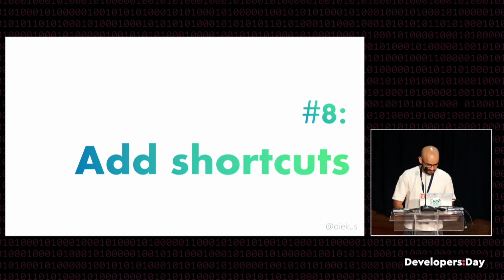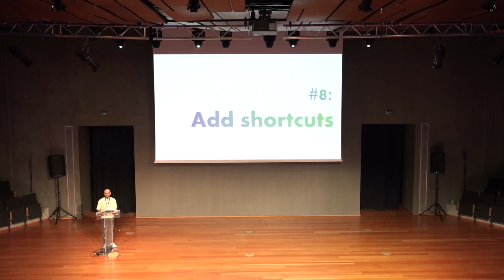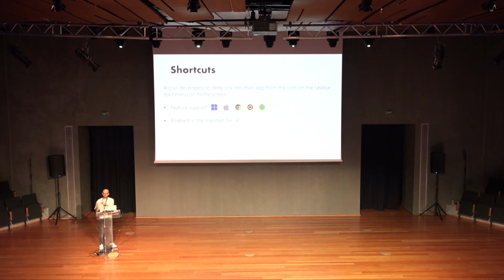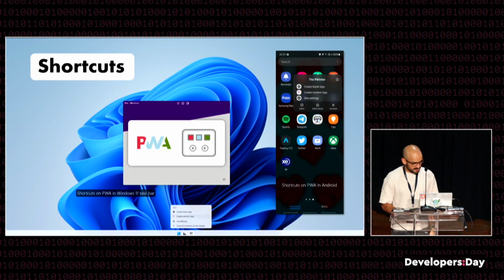Running out of time. So, tip number 8, shortcuts. This is, again, a very cool feature, and it allows deep integration with the underlying platform. It allows an application to deep link from an icon in either the taskbar, the start menu, the dock, the launcher. It's enabled in the manifest file, as you probably already suspected.